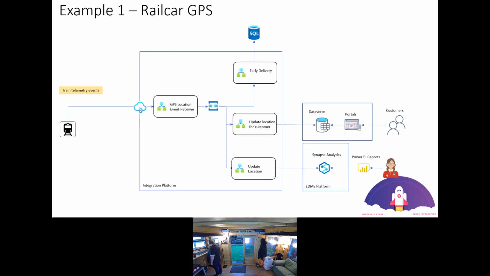So we're going to have a look at a couple of examples now. So in this case here, we're looking at that railcar GPS interfaces we were looking at earlier. So here we've got events come from our railcars. They actually come through a partner.